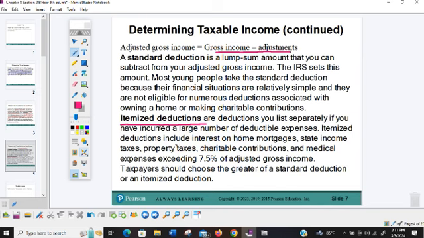Interest on home mortgages, state income tax, property taxes, charitable contributions, and medical expenses, but they have to exceed 7.5% of your adjusted gross income. So that's quite a bit. You have to multiply that out. So if you have some medical expenses, you've got to make sure they're more than 7.5% or you can't claim them. And again, if your itemized deductions are more than your standard, you want to take the itemized deduction.